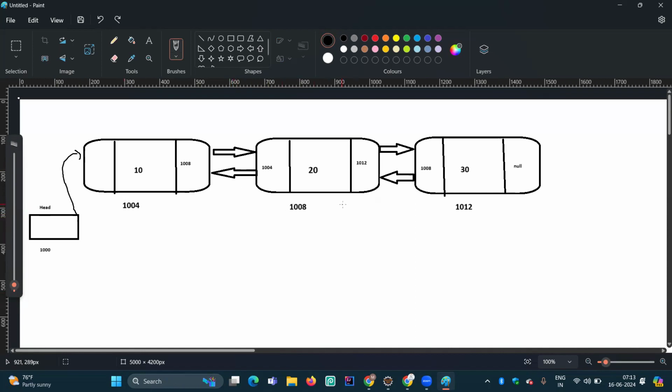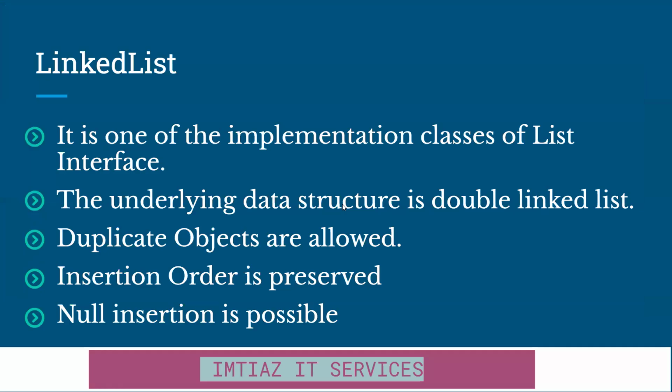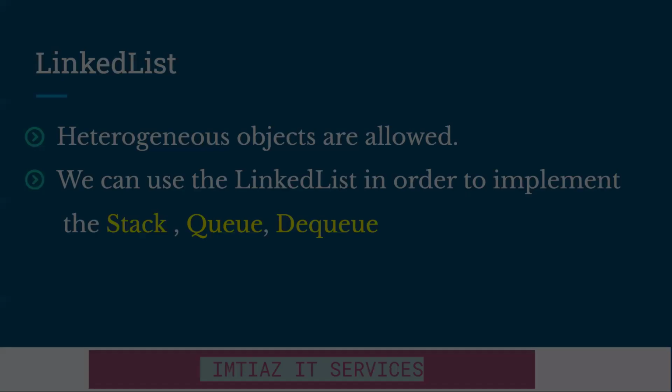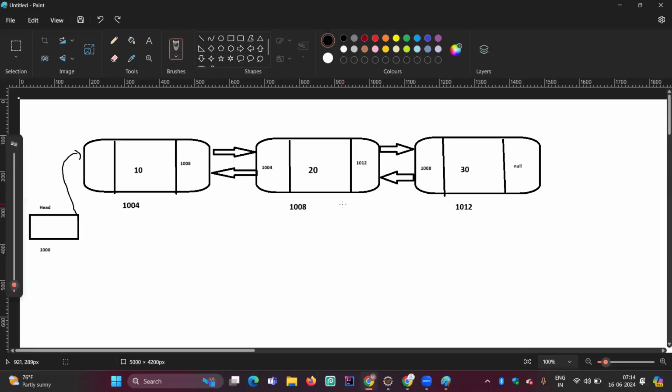Now, if I look carefully, what exactly is the advantage if I use the linked list here? Duplicate objects are allowed. Insertion order is preserved. We can store the null value. And the most important thing, guys, is that heterogeneous objects are allowed. That means we can store different types of objects here. But the most important advantage of using the linked list, you need to understand here.